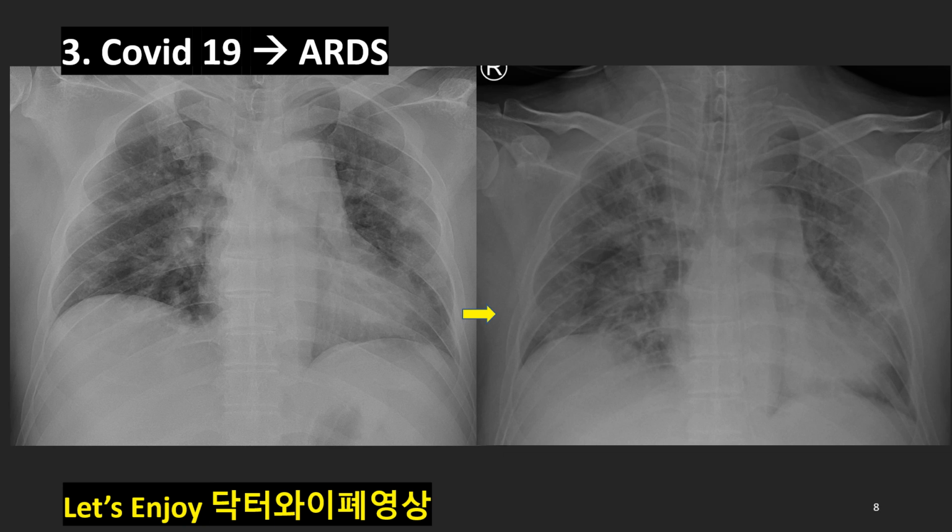The old man with COVID-19 pneumonia didn't recover. His condition went from bad to worse to ARDS, Adult Respiratory Distress Syndrome. Let's look at the right side film. The ground glass opacity became consolidation, more dense consolidation, and he got a central line and was intubated. That image shows us ARDS.